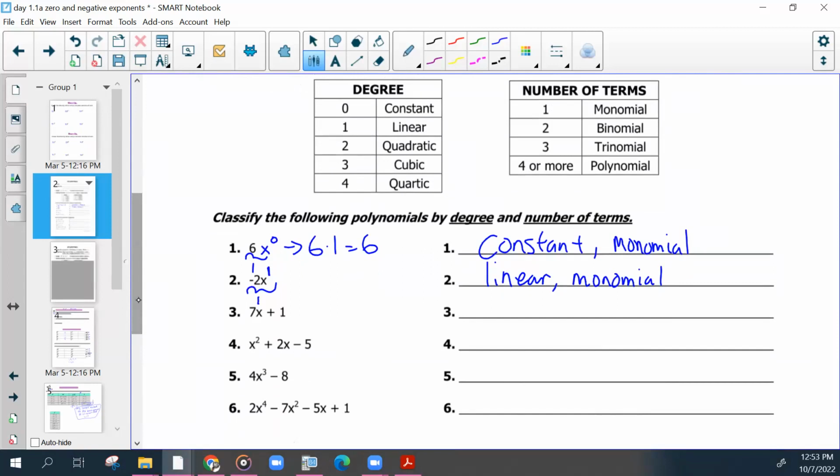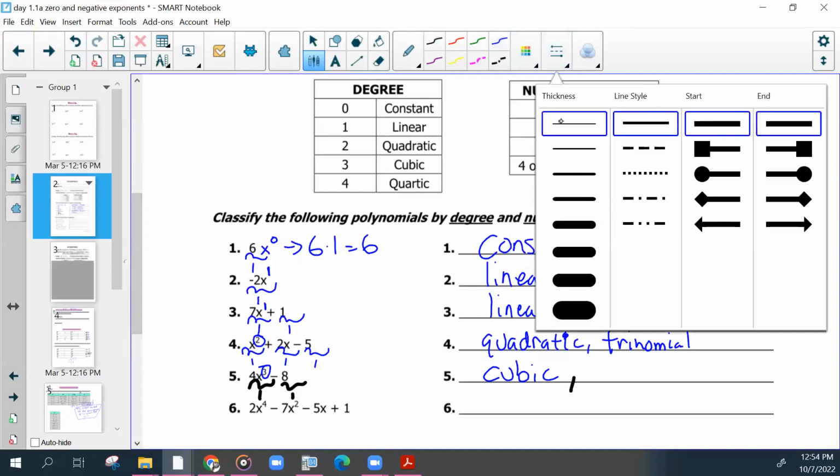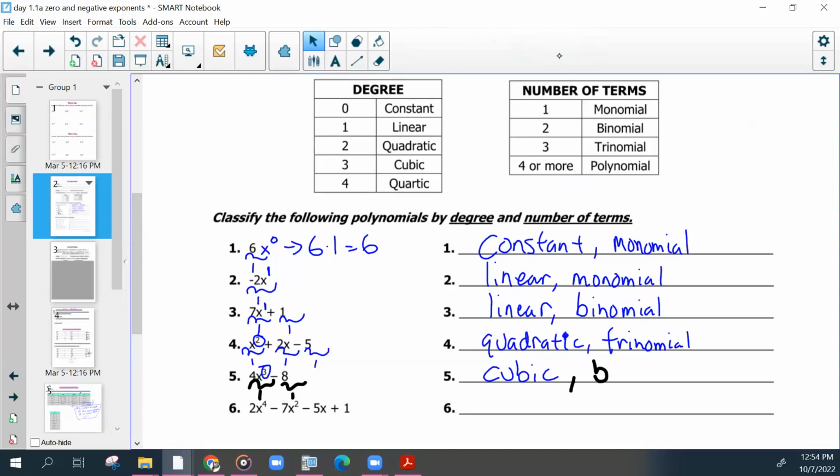Number 3, this is another term with an x. So this again is linear, but this has 2 terms. So this would be a binomial. For number 4, when we're looking at the highest exponent, we see this 2. So that would be a quadratic. And then if we're looking at the number of terms, we have 3. So that would make this a trinomial. Number 5, the highest exponent is a 3. So that is a cubic function. And then there are 2 terms. Oh, my marker changed on me. So this is a binomial.